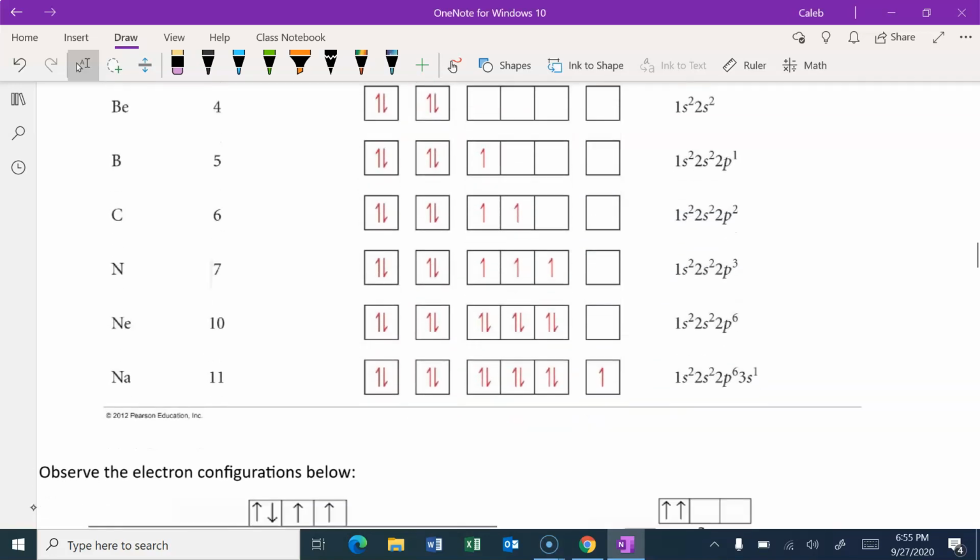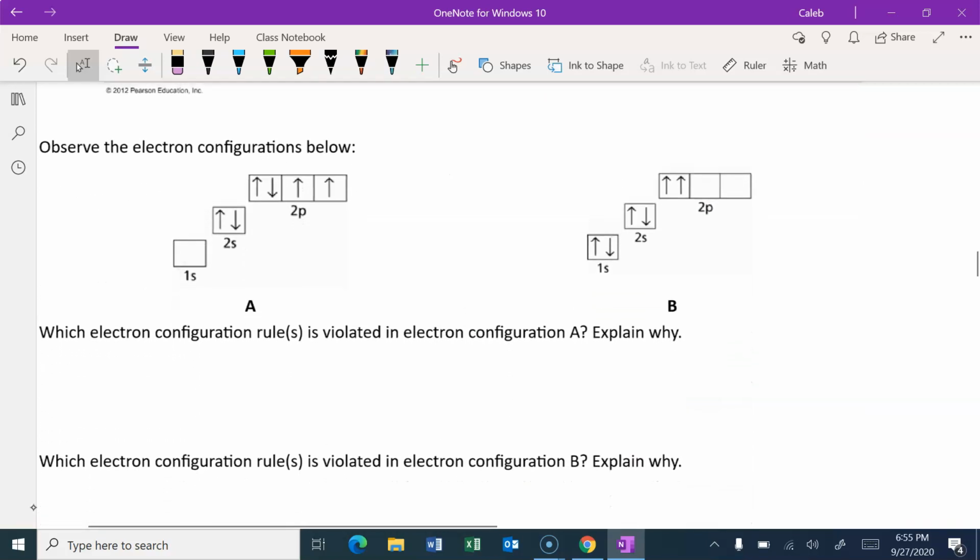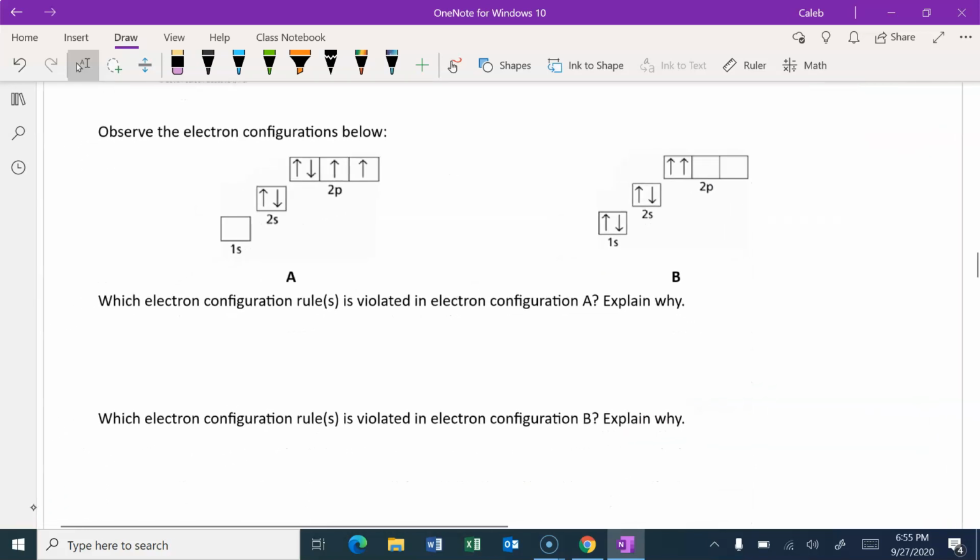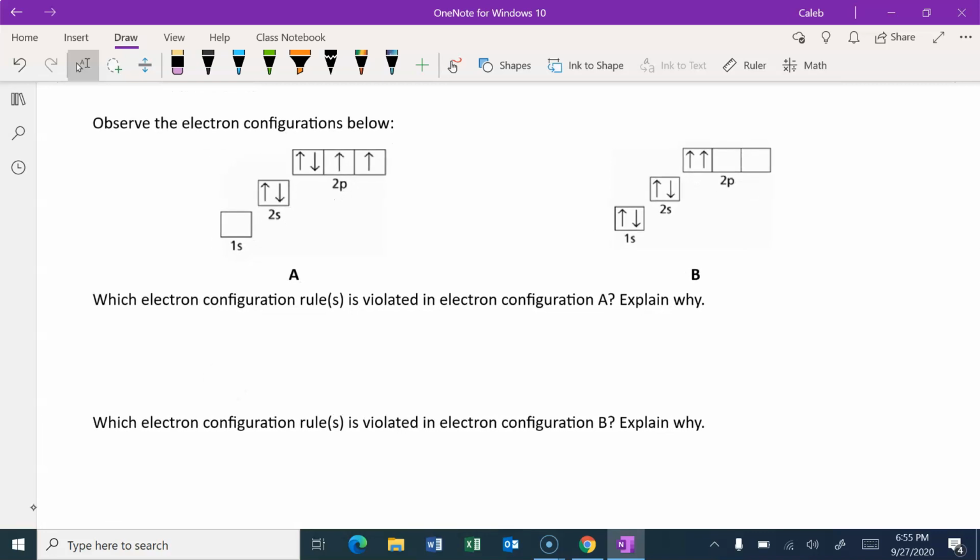So there's just a list of a bunch of electron configurations right there. Alright, I want you to look at this electron configuration here. We talked about some electron configuration rules on the past couple pages. We have the Aufbau principle, we have Hund's rule, and we have the Pauli exclusion principle. Let's see if we can identify which rule is being violated by each of these cases. First question, which electron configuration rule is violated in the electron configuration A?